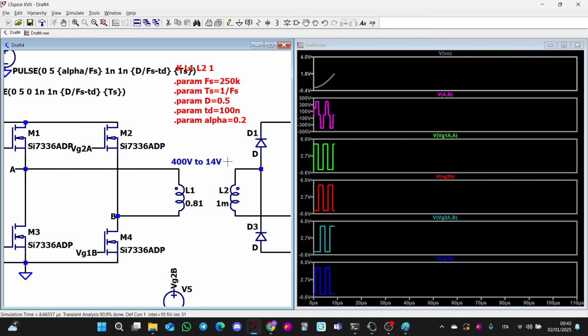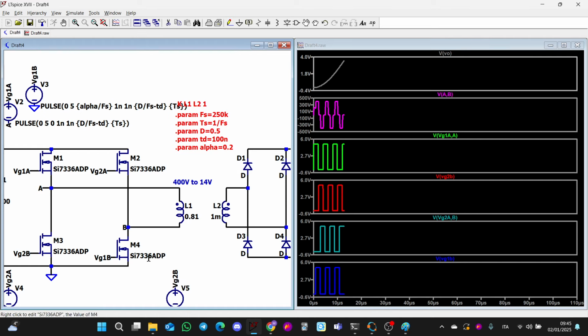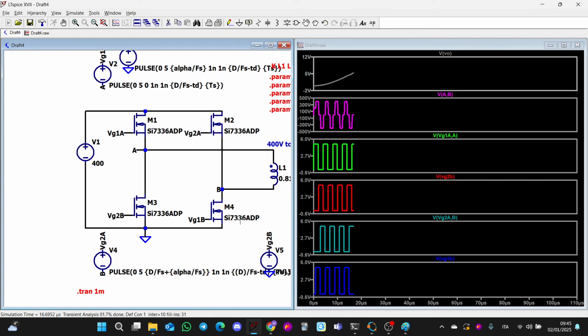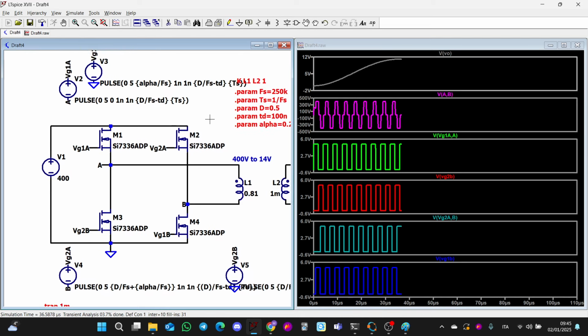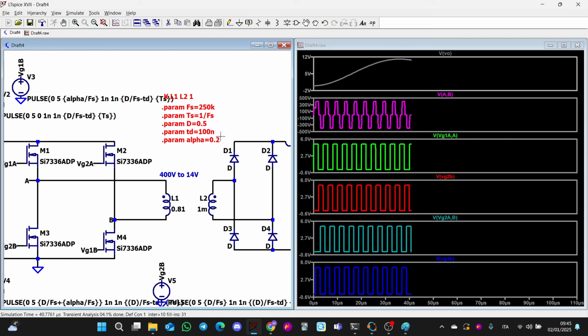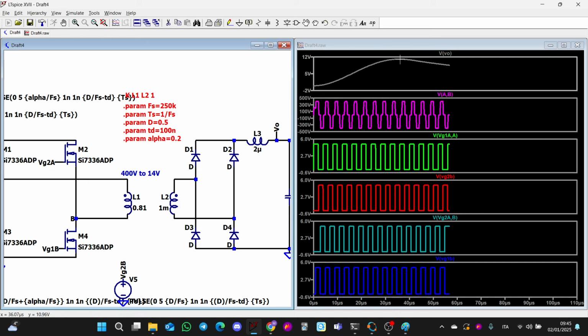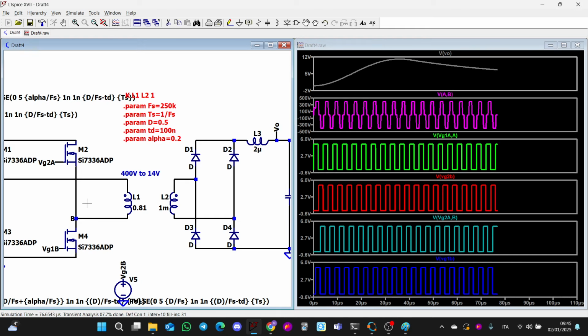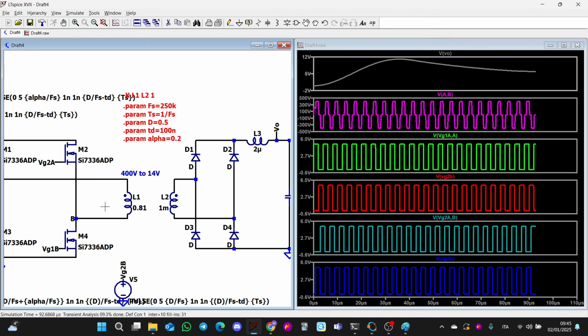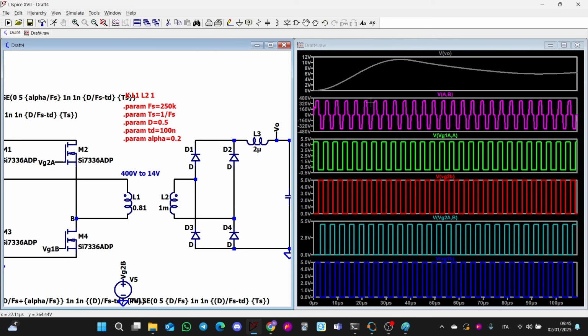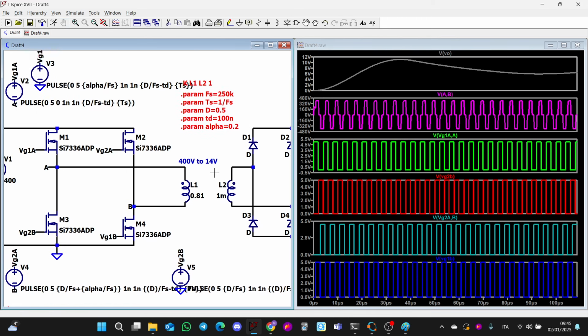Again, I do hope that this does not crash anymore. You see that now that I put a parameter alpha closer to 0, the output voltage has increased with respect to the previous simulation. Yeah, we can stop the simulation here because it's pretty clear where it is going.